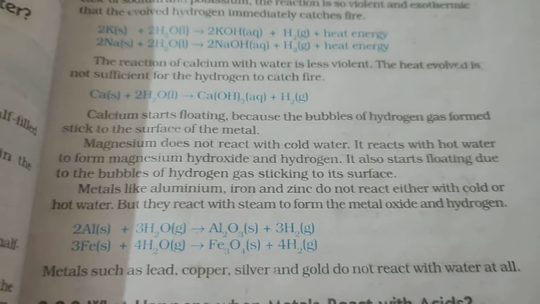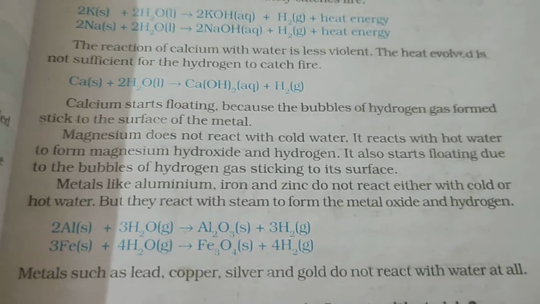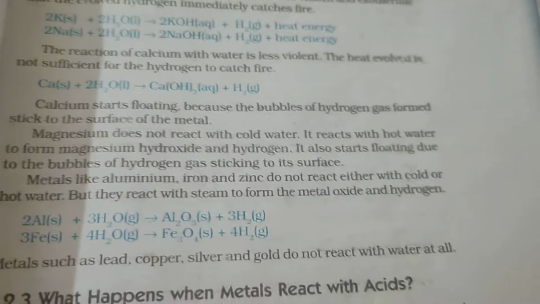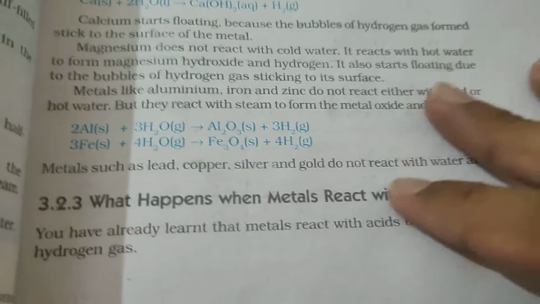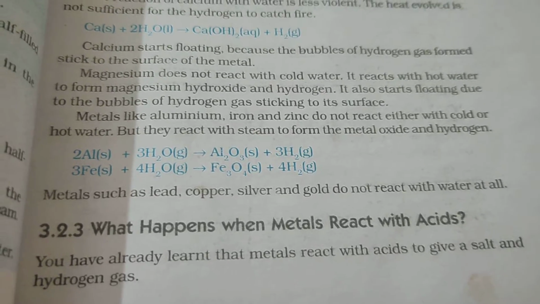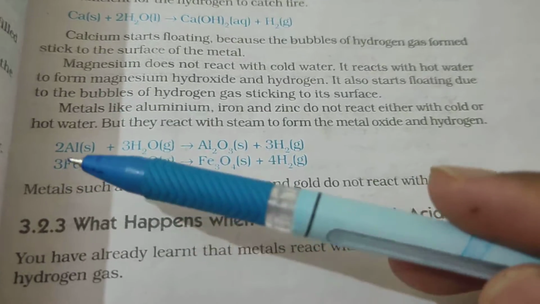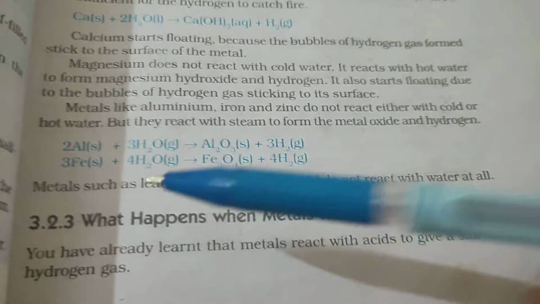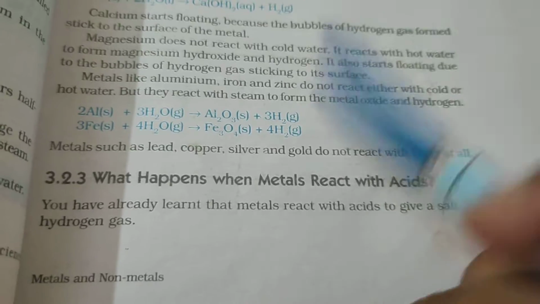So you can see how many different kinds of reaction are possible with metals. Some react with cold water, some react with hot water, some don't react with any kind of water but with steam. That is also a form of water. So you can read the reaction by yourself. It's not a very difficult reaction. It's just aluminium plus water forming aluminium oxide plus hydrogen. The same goes for the second reaction.